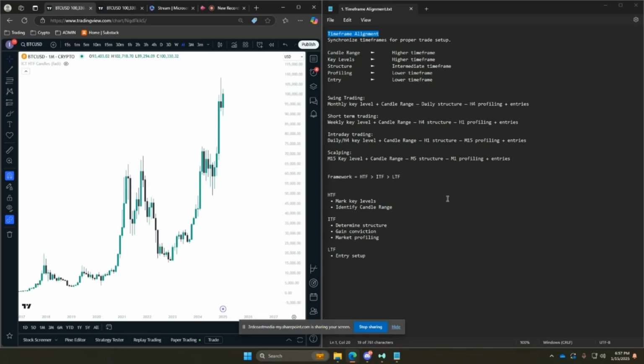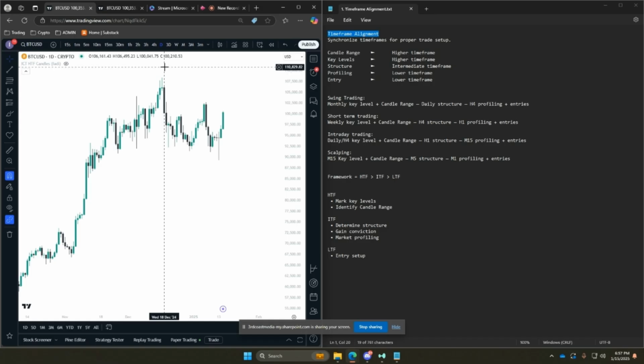Yo, this is chapter two, time frame alignment. This is not to be confused with time frame selection. Time frame selection is choosing a chart interval. So if you look at the chart, time frame selection is choosing a day or the daily chart where each candle is a day's worth of information.